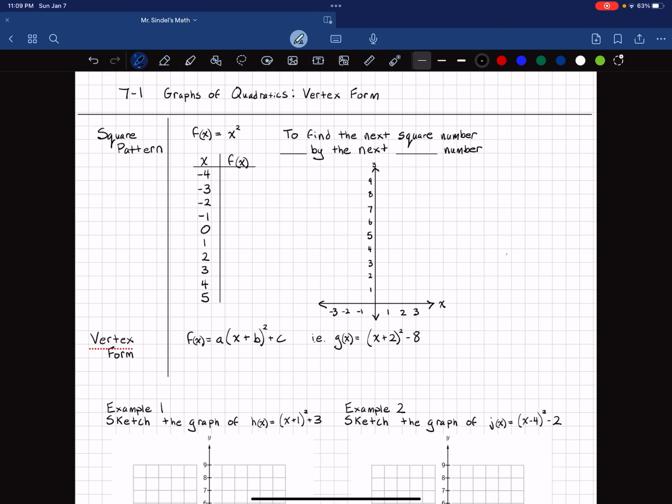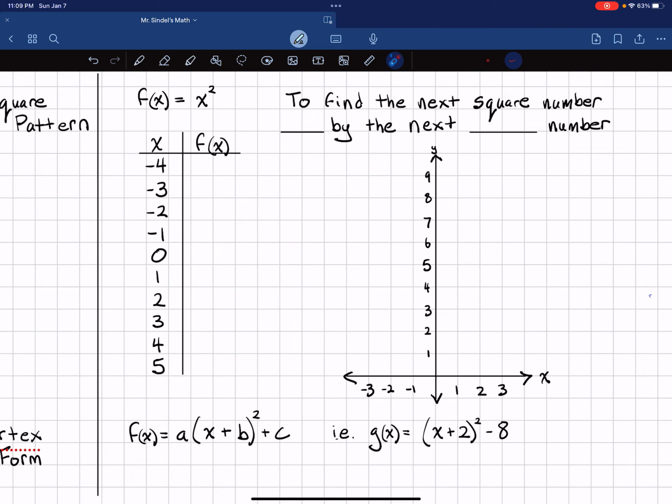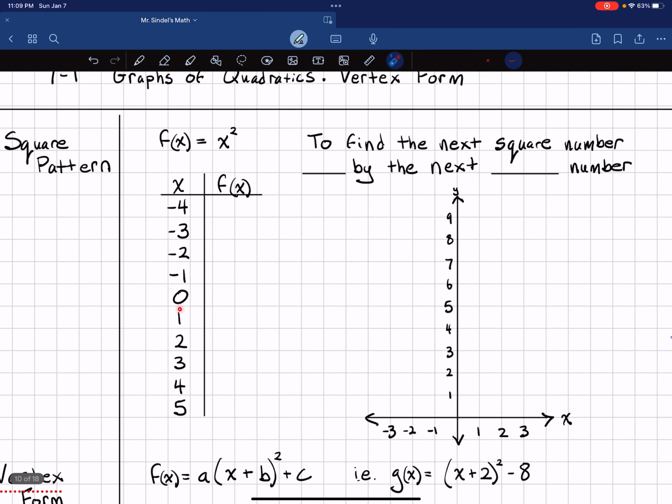This is Algebra 2, Lesson 7-1, Graphs of Quadratics in Vertex form. First, I'd like to talk about the pattern with squares. So let's go ahead and assume that we have this function where we just square everything. It's x squared. So if I plug in, I want to start down here at 1.